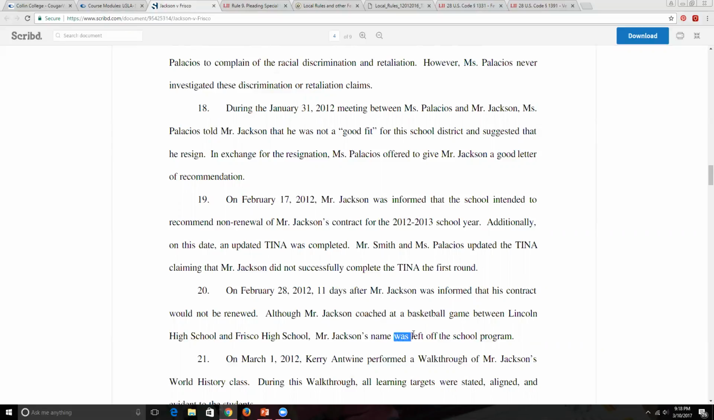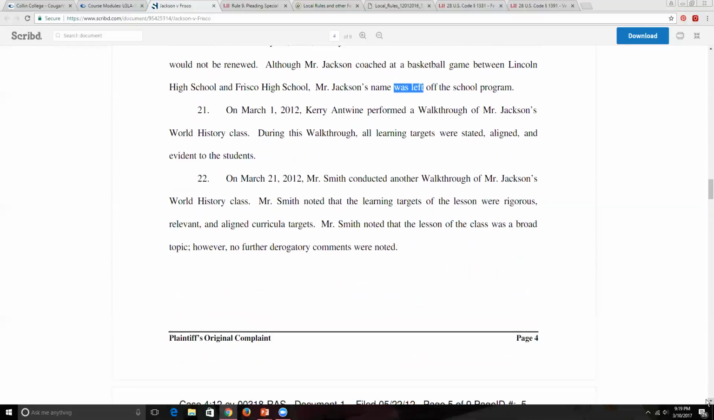We also have the problem with the passive voice. This one may be an example where we're just stuck with the passive voice because at this point Mr. Jackson may not know who left his name off the program. It'd probably still be better if they just said someone at Frisco High School left Mr. Jackson's name off the program, even if we don't specify who.